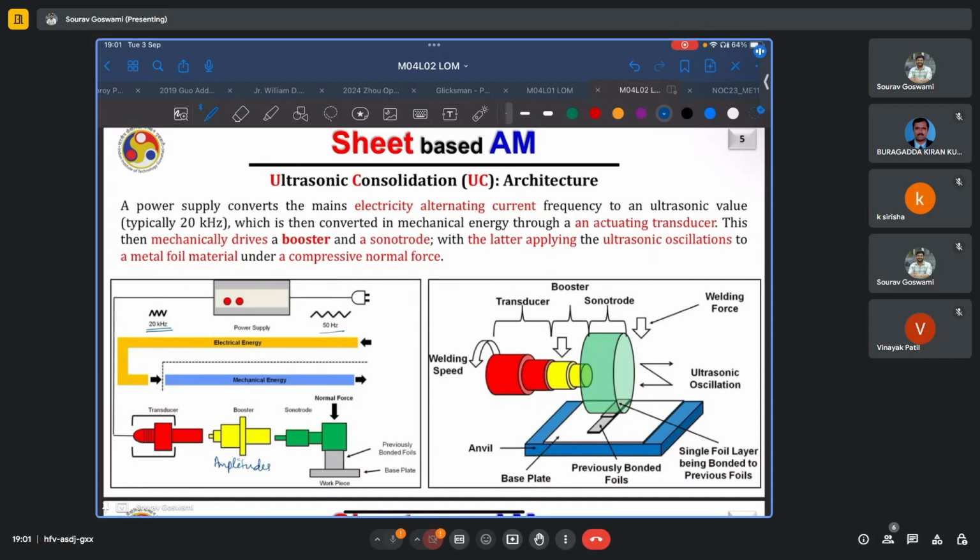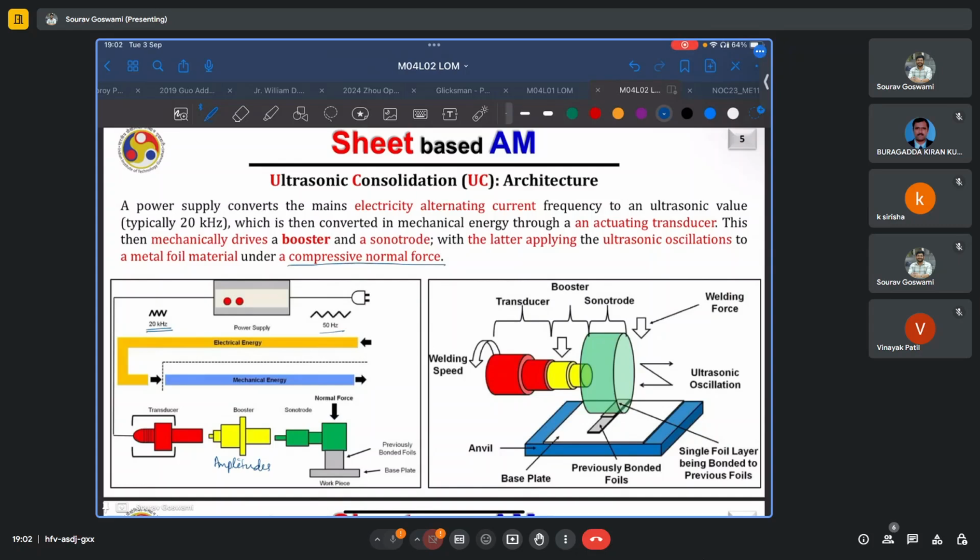So your power supply converts the mains electricity AC current to an ultrasonic frequency that is 20 kilohertz typically. This in turn is converted into mechanical energy using an actuating transducer, and the transducer then mechanically drives a booster and a sonotrode. The sonotrode applies the ultrasonic oscillations to the metal foil material with the action of a compressive normal force. Here is a 3D representation of the same.